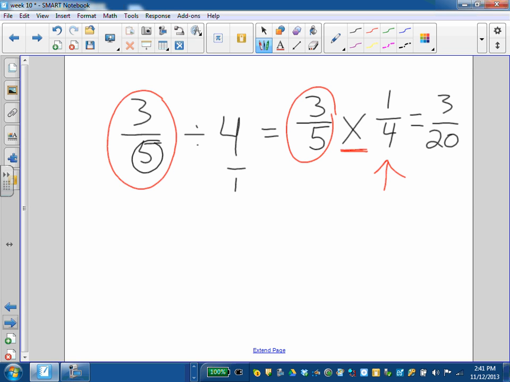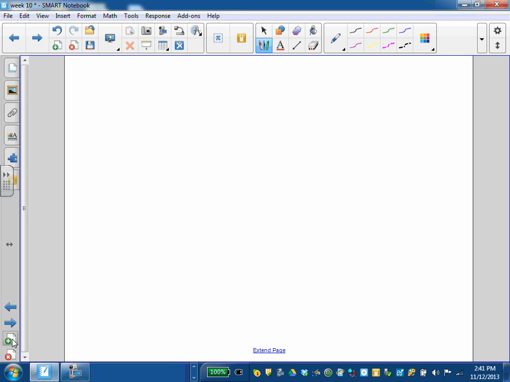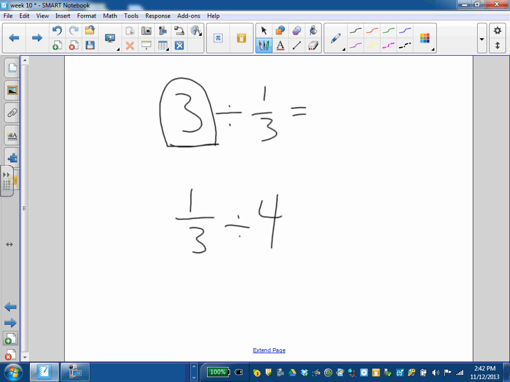All right? So in both types of problems, 3 divided by 1/3, and 1/3 divided by 4. Let's do it like that. In both cases, what's in front does not change. I've got a 3 here. It's going to be 3 over 1. My symbol changes, and then I take the reciprocal of 1/3, flip it upside down, that's 3 over 1. And then you can do the multiplication, and that equals 9.